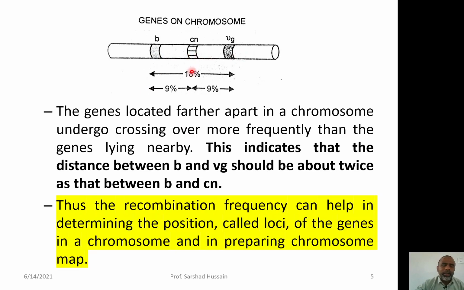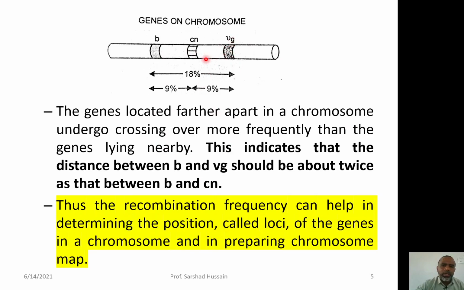Since the frequency is double that of B and CN, you can say it is at double the distance from B to VG. Or in reverse, you can say the frequency of crossing over between CN and VG is half that between B and VG. So B is placed double the space apart from VG. Thus, the recombination frequency can help in determining the position called loci.